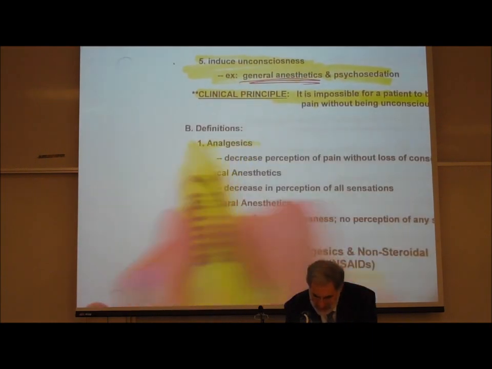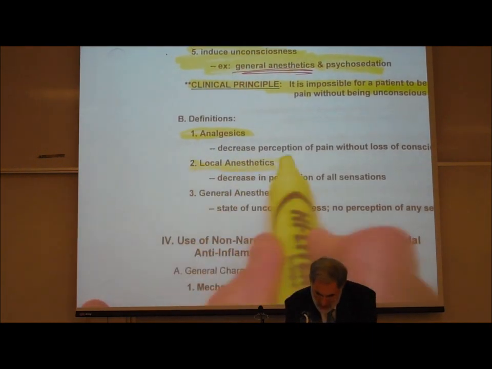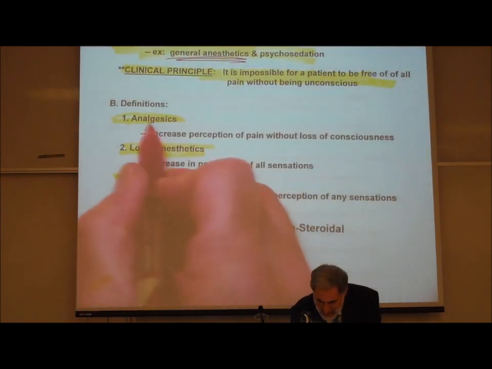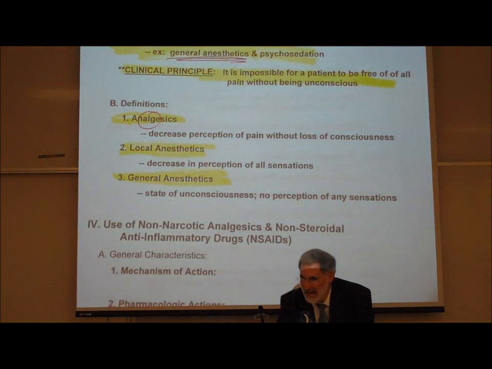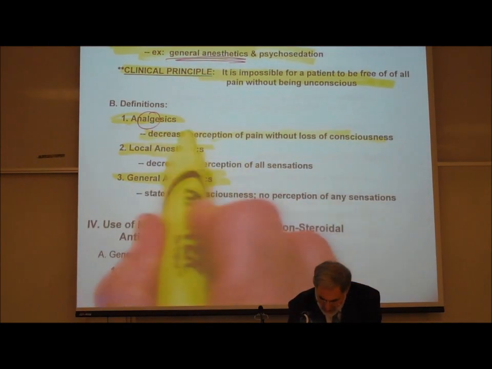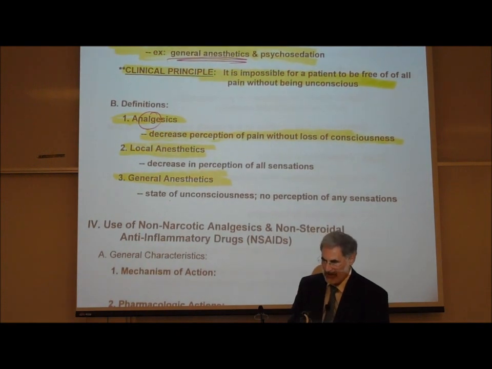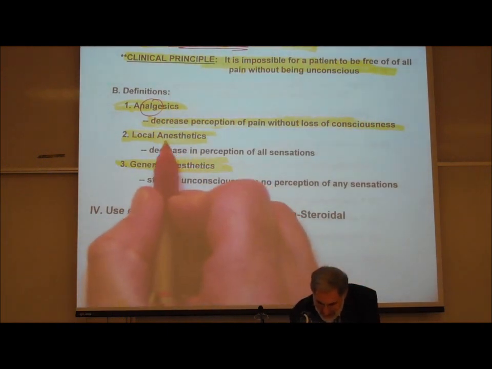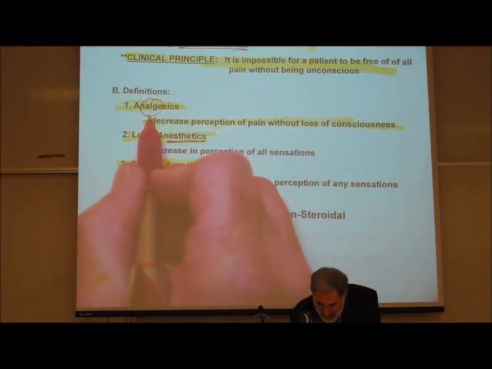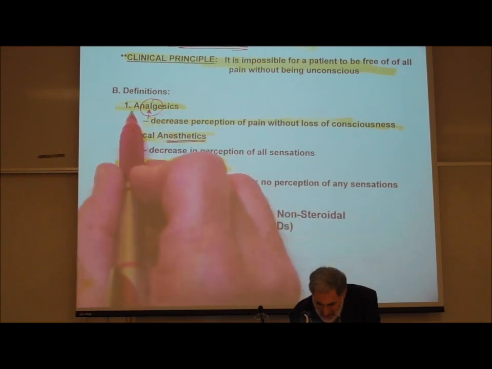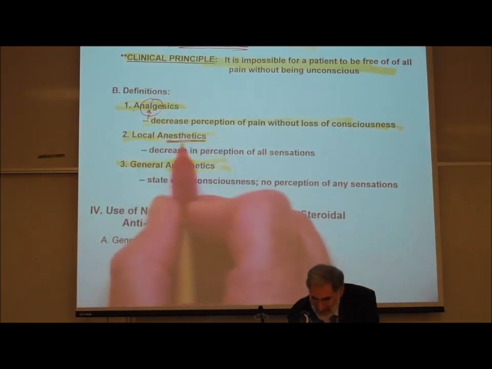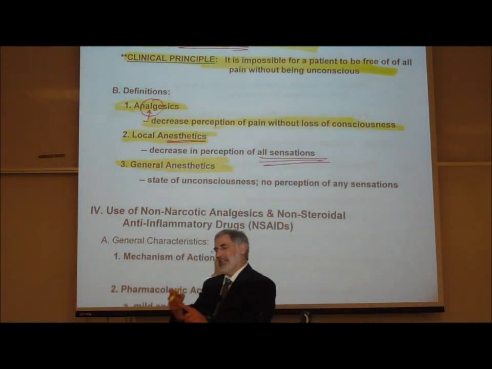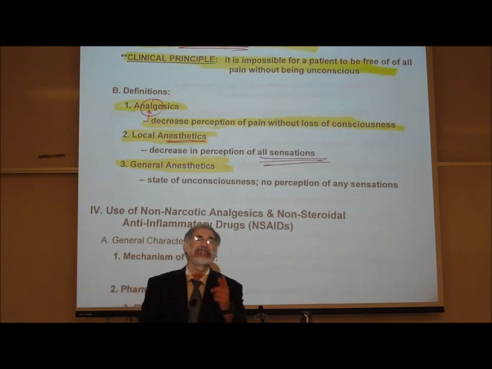Now, some terms here. What's the difference between an analgesic, a local anesthetic, and a general anesthetic? Analgesic means to take away pain. Algia means pain. So that decreases the perception of pain without any loss of consciousness. A local anesthetic is to take away all sensation. Anesthetic means to take away sensation. So a local anesthetic not only eliminates pain, it takes away all sensation.